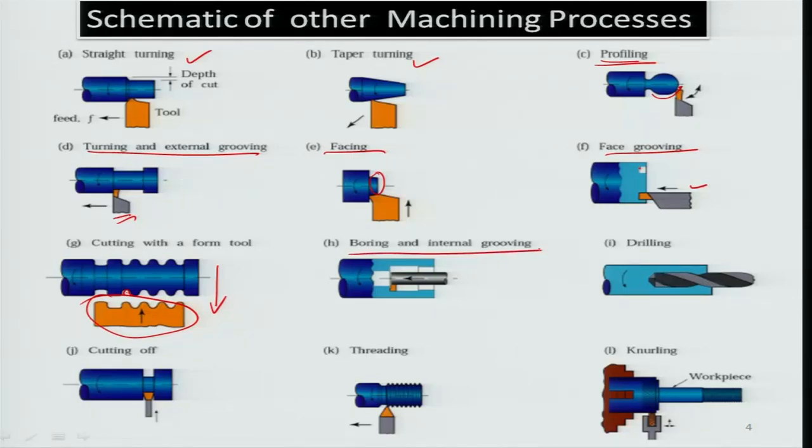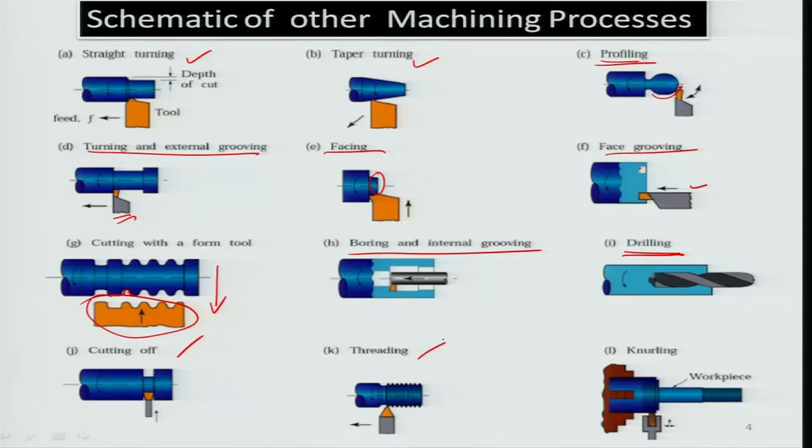You have boring and internal grooving, as illustrated here, which is typically done by a boring tool mounted on one of the spindle axes, which is coaxial to the workpiece direction. You can do it in a similar manner by using a drilling tool to drill on the side of the cylindrical workpiece. You can do cutting off by having a tool which would be enabled to go in a direction perpendicular to the radial direction with respect to the workpiece and produce a deep cut.